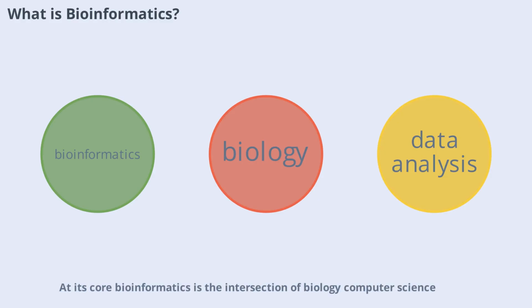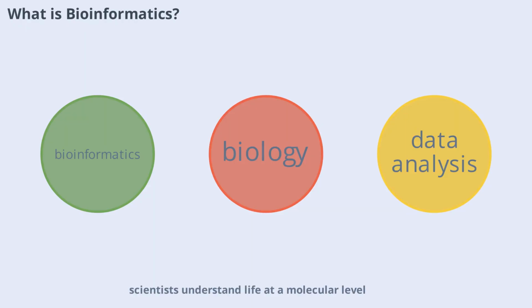At its core, bioinformatics is the intersection of biology, computer science, and information technology. It's all about using computational tools to analyze and interpret biological data, such as DNA sequences, protein structures, and gene expression profiles. This field has revolutionized the way scientists understand life at a molecular level. As we journey through this introduction, you'll see how bioinformatics helps us make sense of the massive amounts of data generated by modern biology, leading to breakthroughs in medicine, agriculture, and beyond.